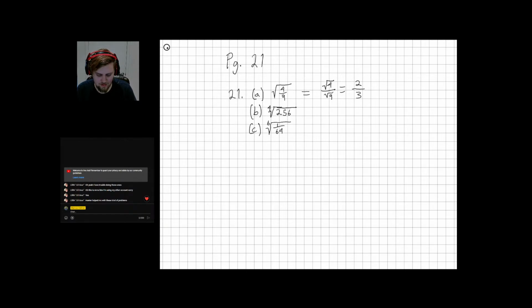4 to the power 4. Okay, 4 to the power 4. I just tested that out. Don't know if you can see that with the glare. That is 256.